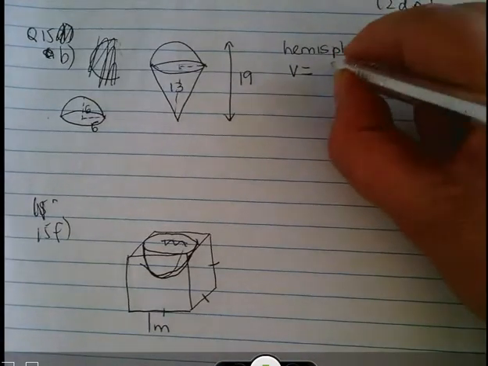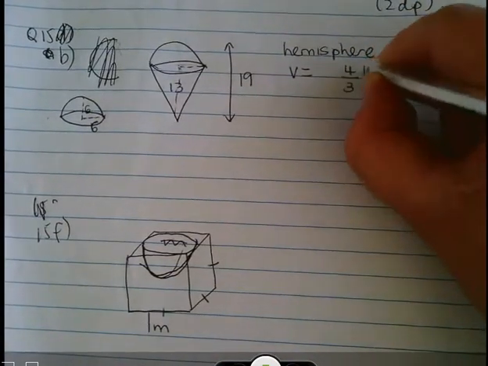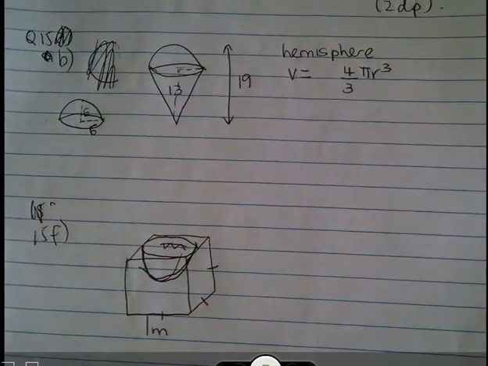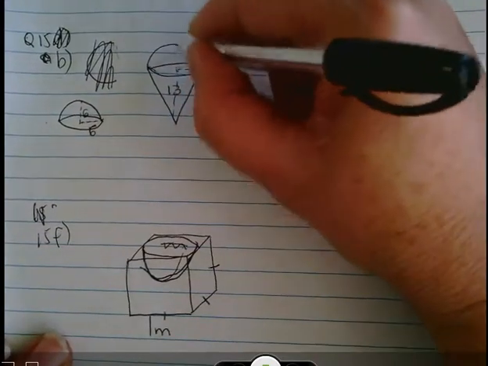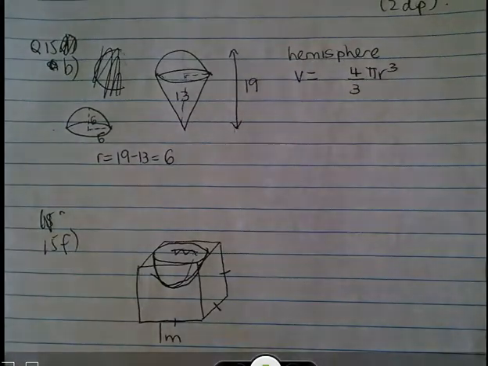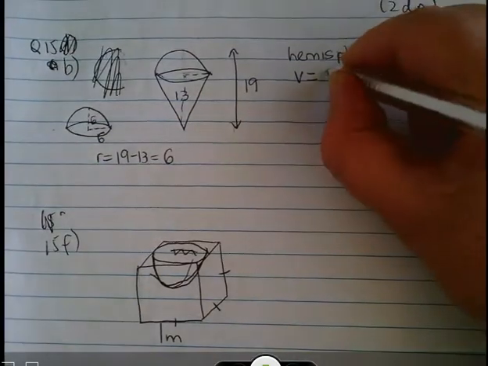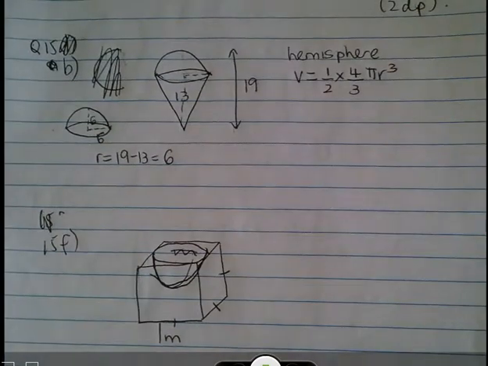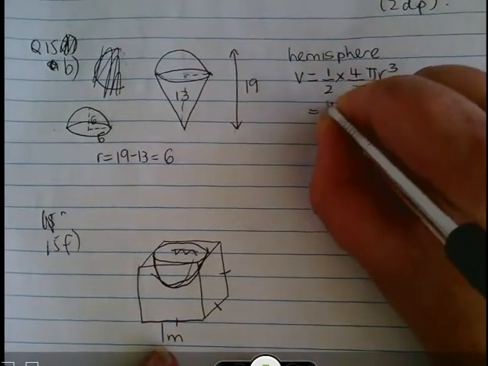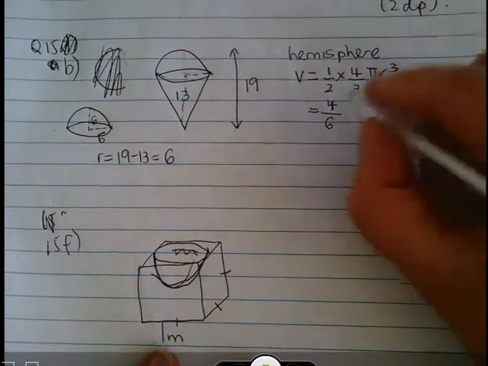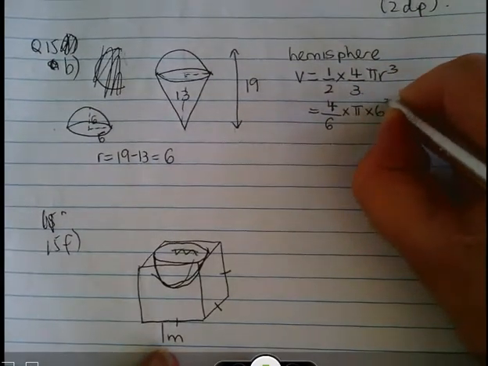So the volume of a hemisphere, the full volume is 4 on 3 pi r cubed. Girls, because we've got the height of the whole thing, and we've got the height there, so that little bit there is 6. The radius is 19 minus 13, which is 6. So girls, the volume of a full sphere is 4 on 3 pi r cubed. So you've got a half of it. I like to write it like that. A half of. So it's, can you multiply these two fractions? What have you got? 4 over 6 times pi times 6 cubed.